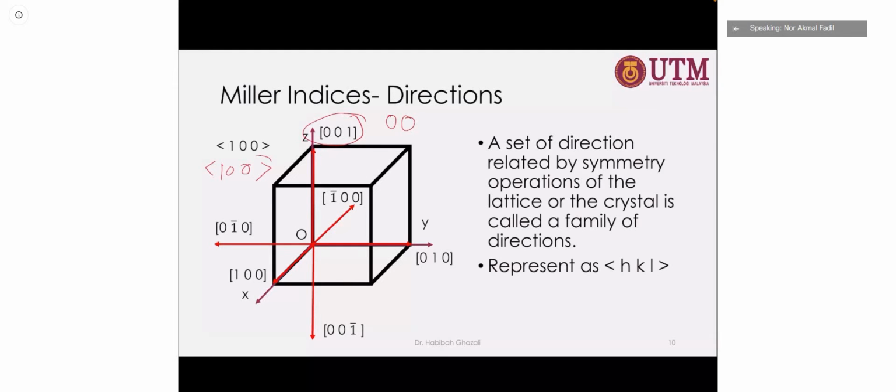So it can be grouped into the 100 family, and it's written like this, not using the square bracket. Instead it's using this bracket.